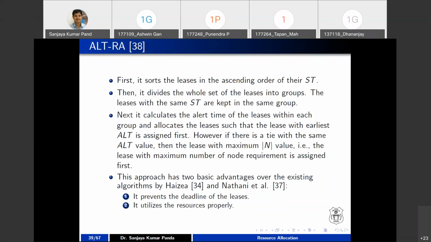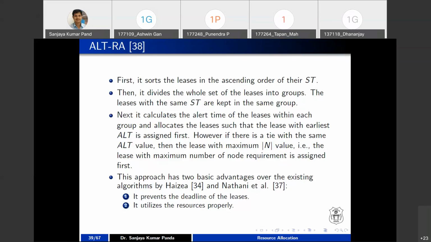This approach has two basic advantages if you compare with your Hygia algorithm as well as your Nathani Eaton or DPS algorithm. What are the advantages? It prevents the deadline of the leases from being violated, as in the previous two cases. Here we have introduced the alert time, so before that time you can alert the service provider that my lease needs to start as soon as possible, otherwise you are going to violate the deadline. Or a software unit will work, reminding the cloud service provider that you have to immediately start this lease in order to satisfy the service agreement.